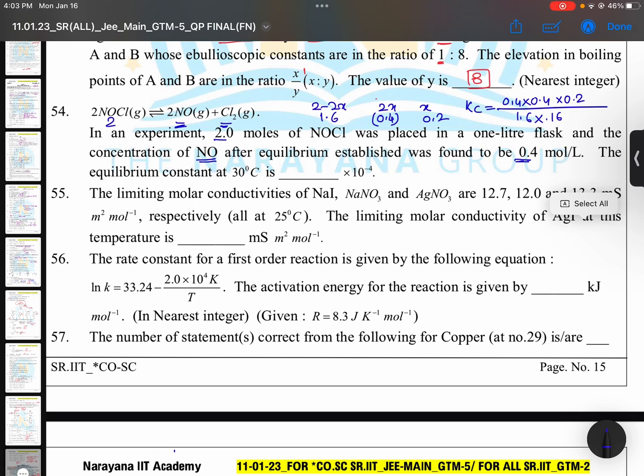Correct, na? 1.6. Okay. So 0.2 by 16. If you make it simple, it will become 1.25 into 10 to the power of minus 4, or 125 into 10 to the power of minus 5.